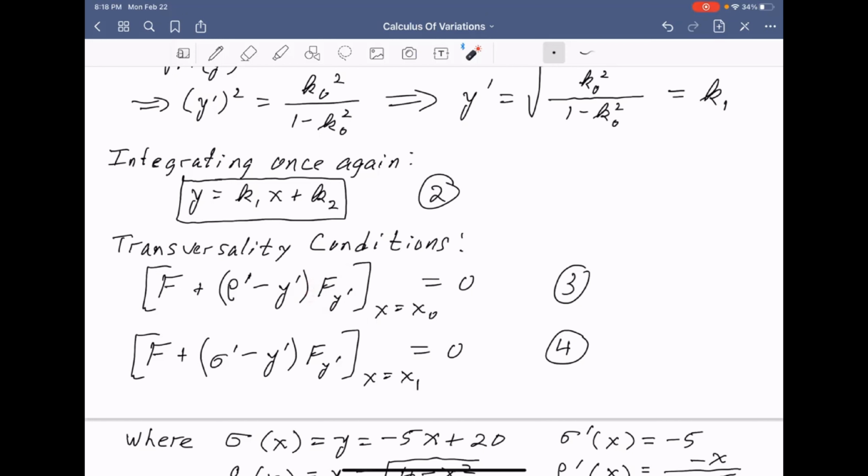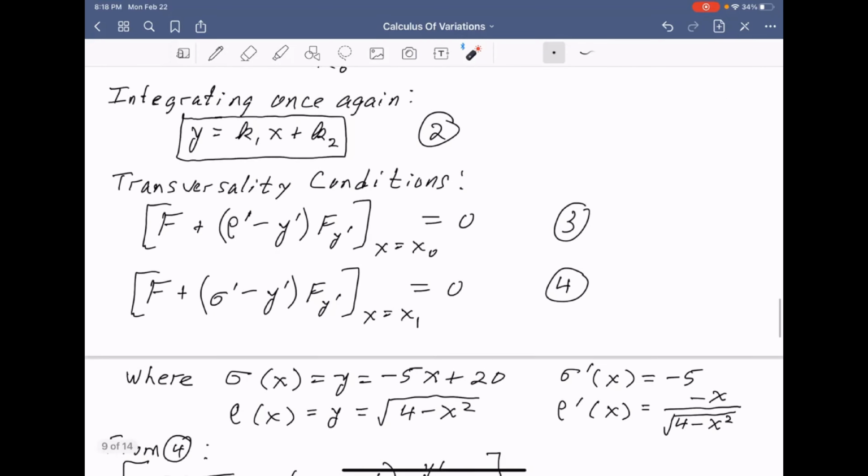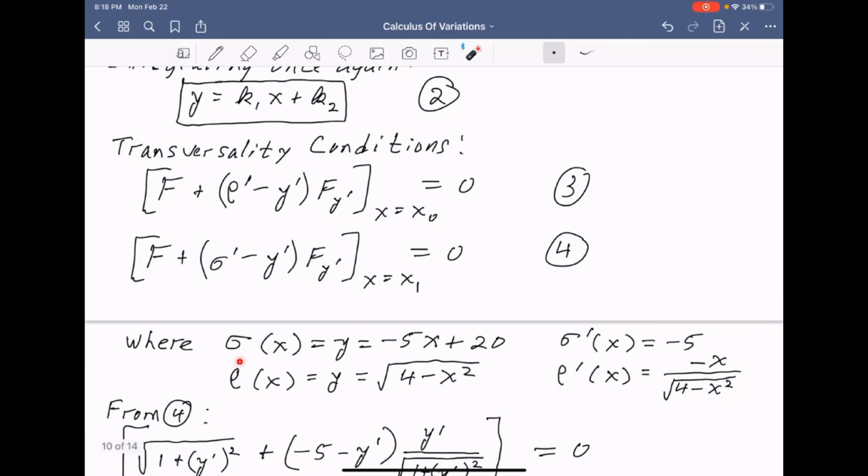So the first derivative of f with respect to y prime, evaluated at x0, we set that to 0. And then we have the endpoint condition, and we set it equal to 0 as well, and we evaluate it at x1. So we're given that sigma of x is y equals minus 5x plus 20, and we are given that psi of x is y equals the square root of 4 minus x squared.